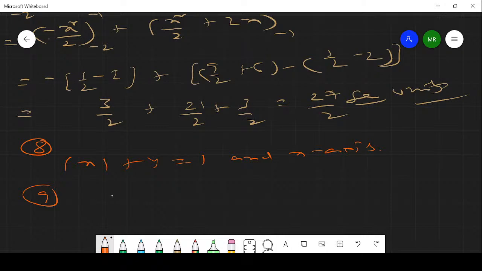Using integration, find the area bounded by the curve mod x plus mod y equal to 1. These two I will discuss next class: mod x plus y is equal to 1 and the x-axis, and the area bounded by the curve mod x plus mod y is equal to 1.